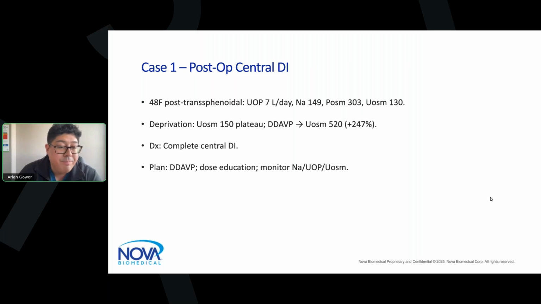This is inappropriate. The patient then undergoes a deprivation test where the urine osmolarity does not change significantly. This would effectively rule out primary polydipsia as our etiology. After administration of DDAVP, we see a significant increase in the urine osmolarity and the body's ability to concentrate urine. So this testing would be consistent with essential diabetes insipidus. The treatment modality in this patient would be to dose DDAVP, monitor urine studies, and serum studies.